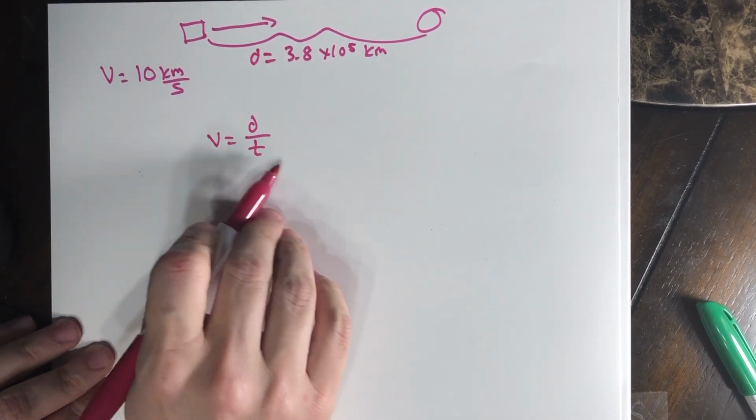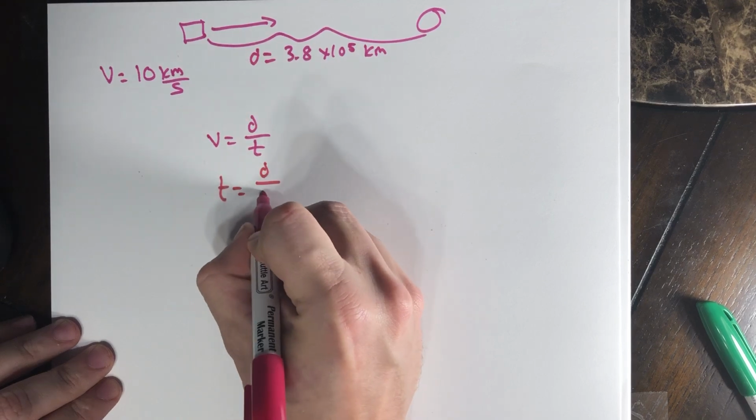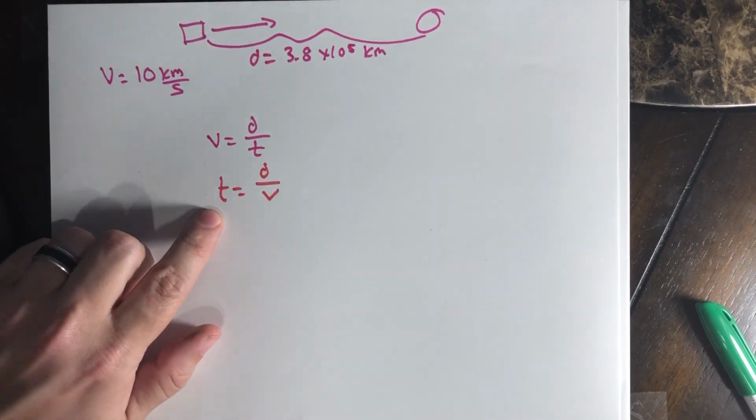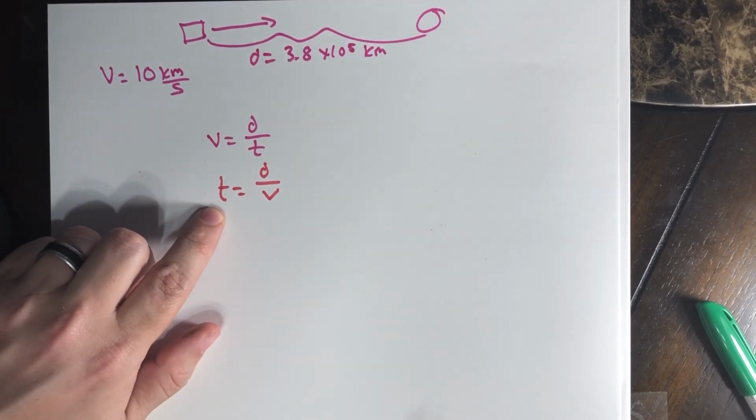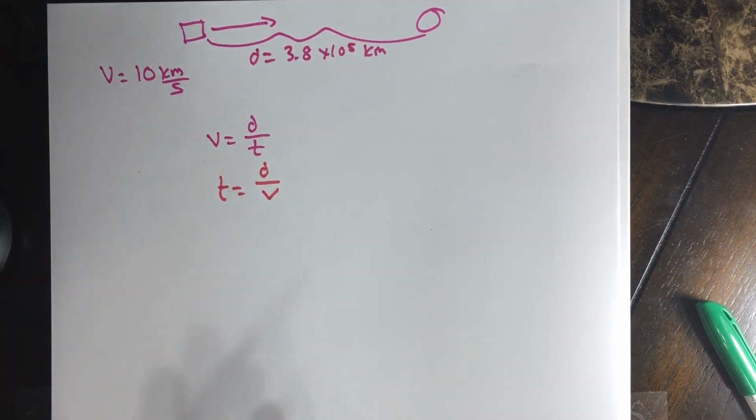We're going to sort of cross multiply. So we're going to get time equals distance over velocity. So again, we've got the variable we're looking for by itself. So again, we can plug it in. In this case, both of them are already kilometers. So it doesn't matter if we change units, because that's going to cancel out later.